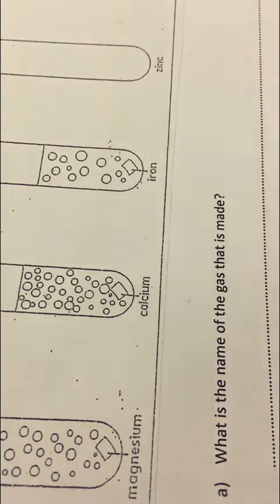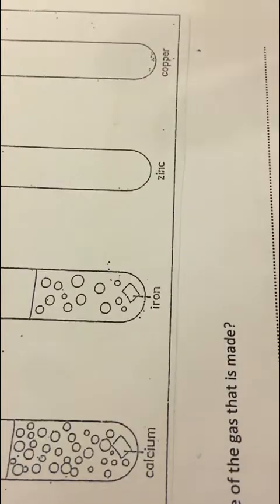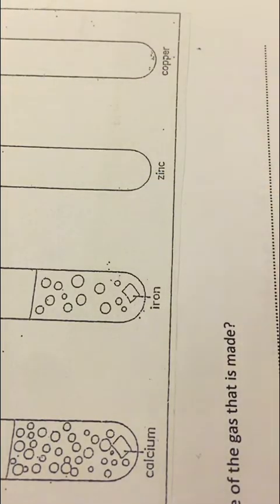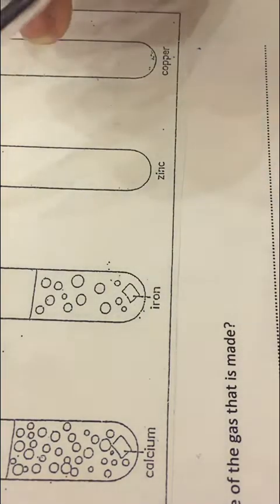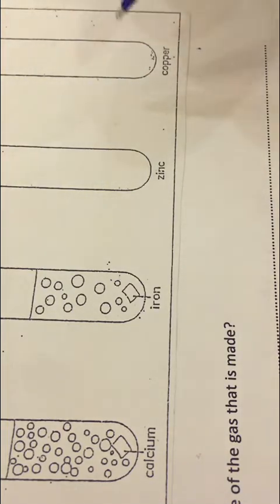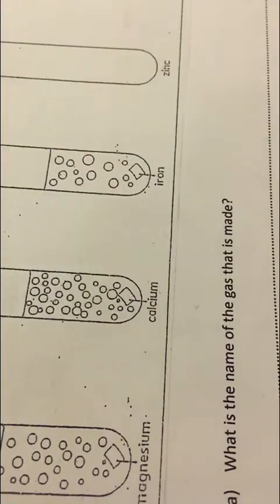Now, here we have zinc and copper, test tubes are empty. And you are asked to draw the number of bubbles, the expected number of bubbles here, according to the reactivity series.